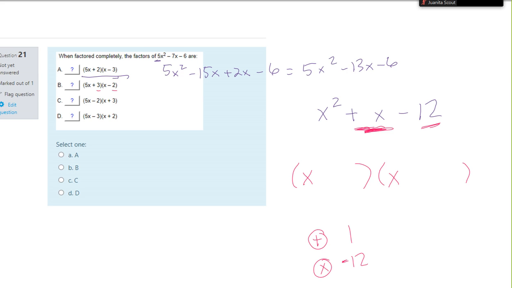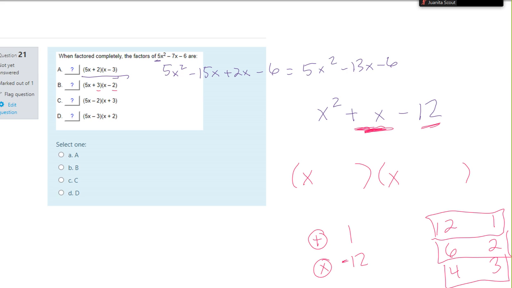And so the easiest way to do this, we start thinking, well, what goes into negative 12? Or even what goes into 12? And we got 12 and 1. And this just means one of them is going to have to be negative, right? For the answer to come out to negative 12. We have 6 and 2. And we have 4 and 3. Okay. So some combination of either 12 and 1, 6 and 2, and 4 and 3 can add up to 1, and it can multiply to negative 12.